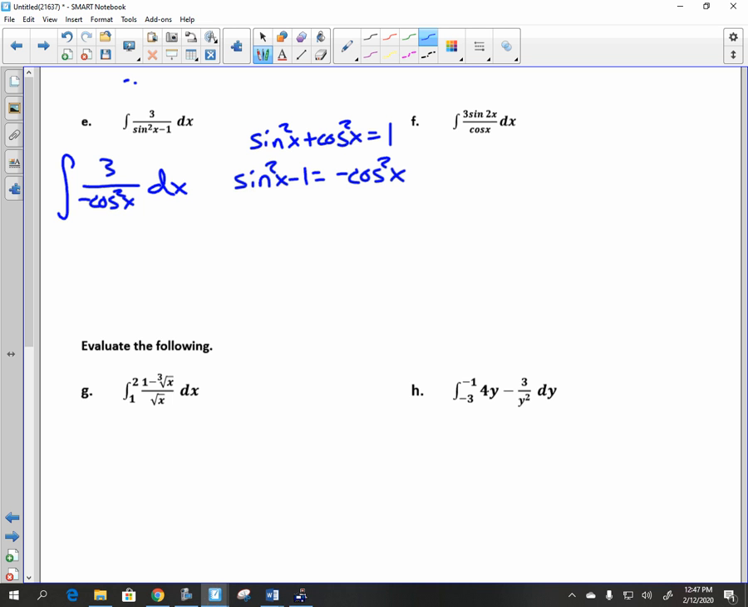Still looks complicated. I wish I knew what 1 over cosine was. Secant. So you have the integral of negative 3 secant squared of x dx. If only there was something we took the derivative of to get secant squared. Tangent. The derivative of tangent is secant squared. Negative 3 tangent of x plus c. That is the integral.